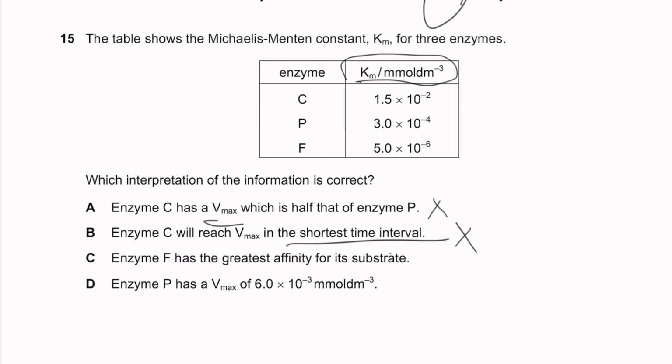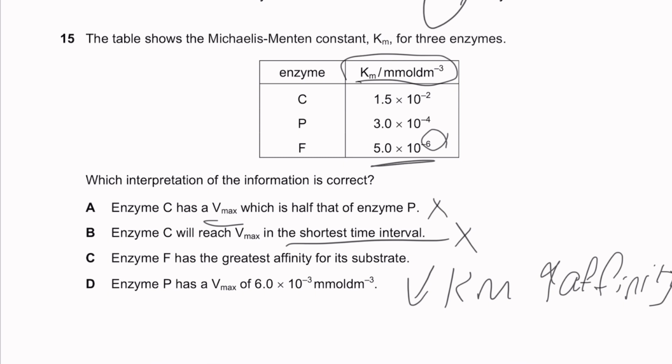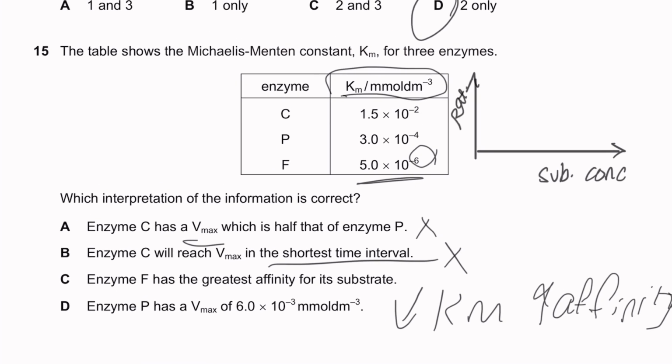Enzyme F has the greatest affinity for its substrate. Let's look at enzyme F's Km value. Yes, it does, because here it's a negative sign, meaning that this is a very, very small number. And the smaller the Km value, the higher the affinity of the enzyme to its substrate. If you do not understand the Km value, let me explain this to you. So first off, let's look at this graph, okay? It's a graph of substrate concentration against the rate of reaction.